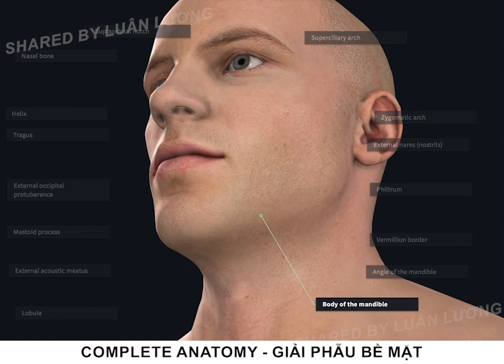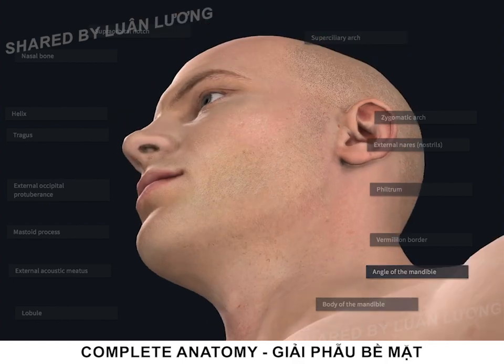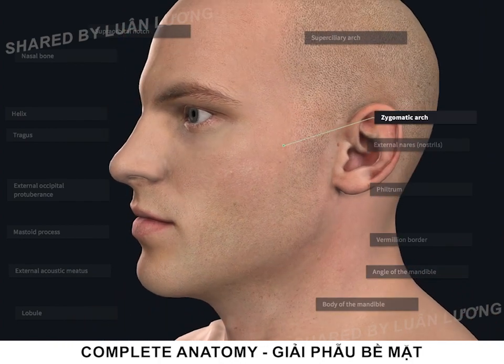The body is going to change directions to the ramus at the angle of the mandible. So if you were to move posteriorly along the body, it's going to change directions and the bone will start to ascend vertically. And this is the angle of the mandible. Now the ramus is going to continue superiorly, and if you were to continue to palpate up the side of the face, you would actually start to reach towards the zygomatic arch, which is part of the zygomatic bone or your cheekbone.